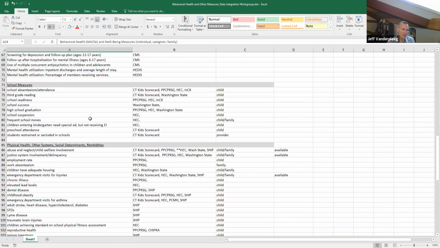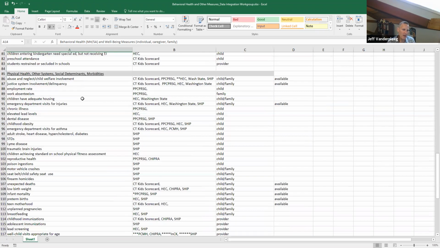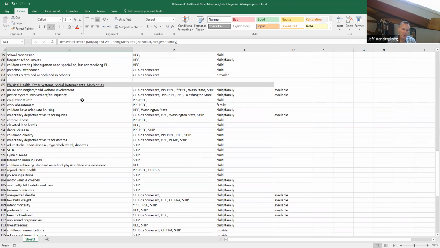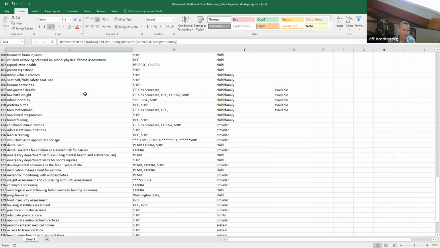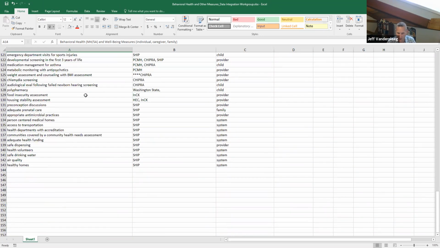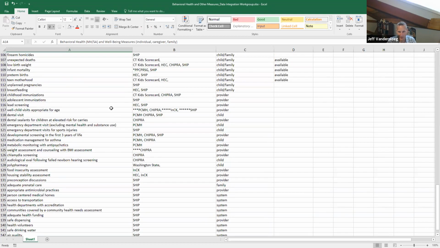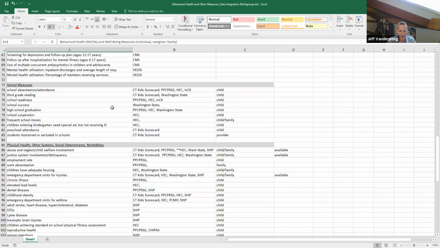And then I also created blocks of similar measures, a number of those related to school measures, a number of measures related to physical health, social determinants, and involvement in other systems. There's a whole lot of those. Not all of them are going to be useful perhaps for us, but they're in there nonetheless. So that's how the spreadsheet is organized.